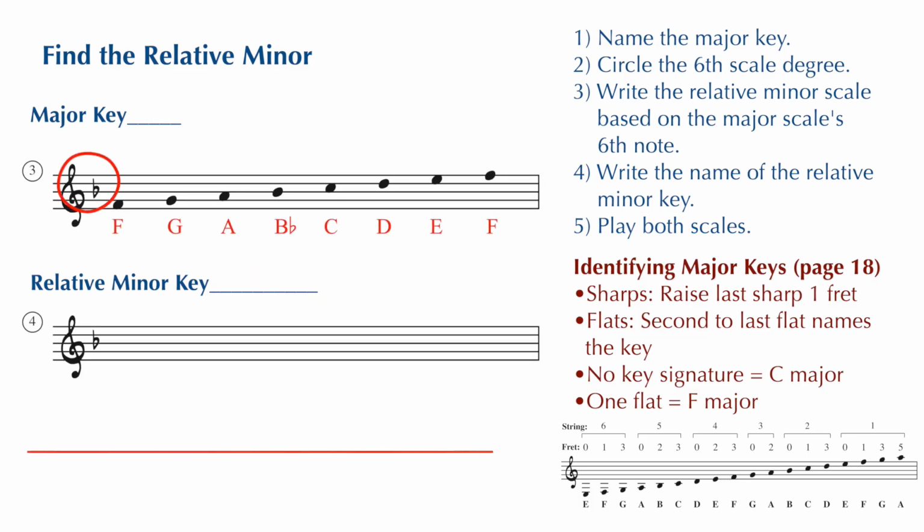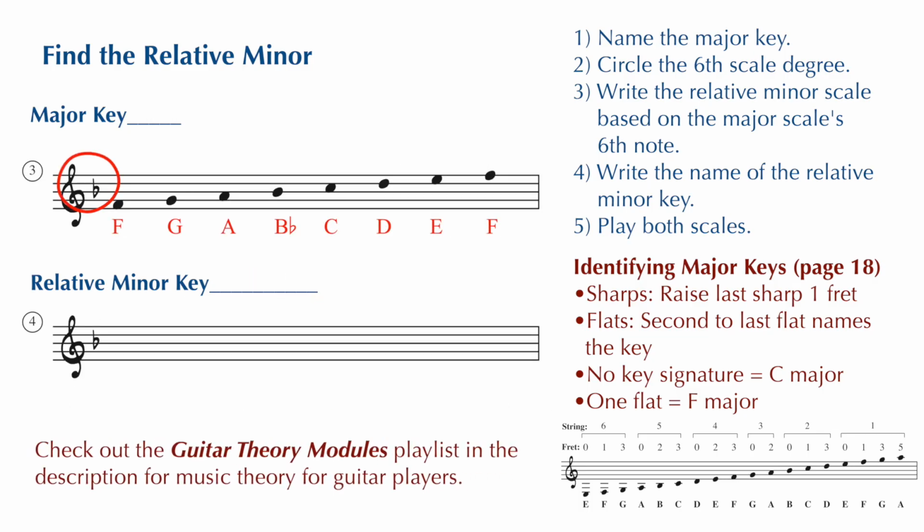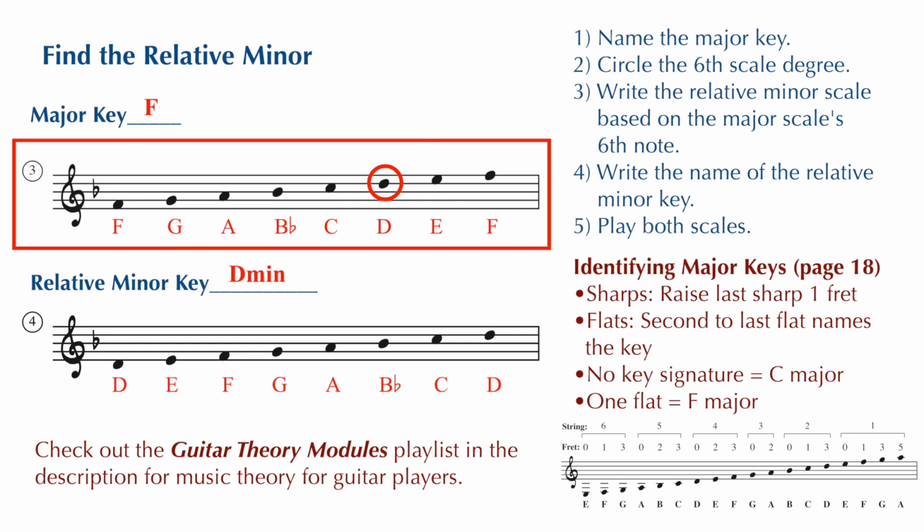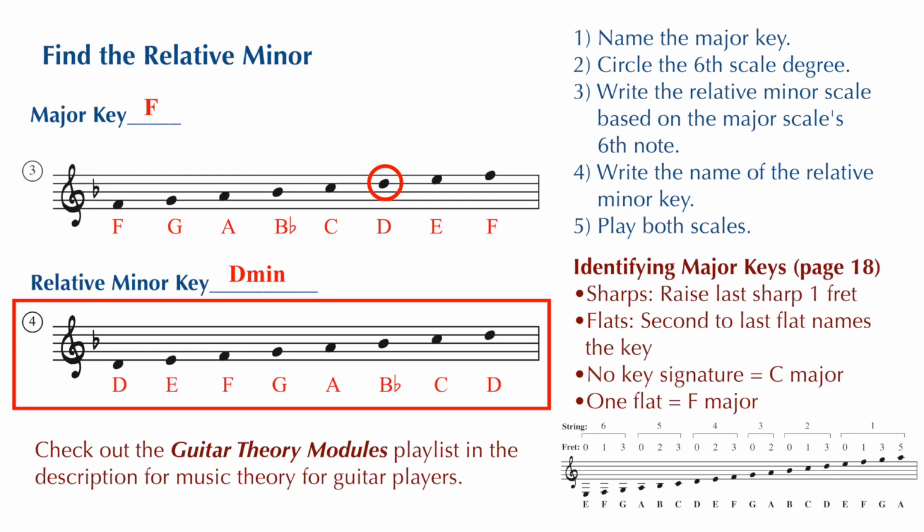Our next major scale has one flat in the key signature. Remember, if there's one flat in the key signature, it's always going to be F major. Circle the sixth scale degree, that's going to be that D. Then in the blank staff below, write a D and then write out that relative minor scale. And then write the name of the relative minor key to the left of this staff, which of course will be D minor. And then finally, play an F major scale and its relative minor, D minor.